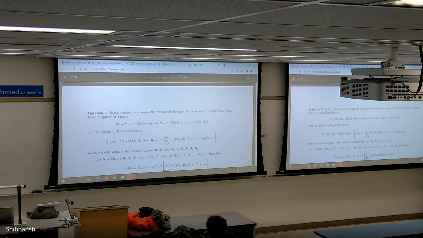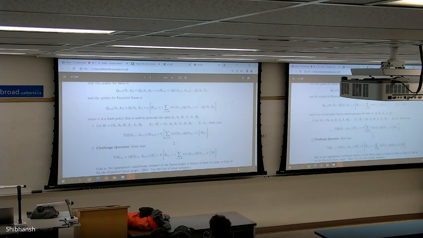In this question, we compare the variance of the target for SARSA and expected SARSA. Yay, we already know what expected SARSA is. Recall that the update for SARSA is this. Okay, so this is using our beautiful math notation. And the update for expected SARSA is this. So here, things are a little bit swept under the rug with this pi, but fine. Okay, so here it says pi is a fixed policy.